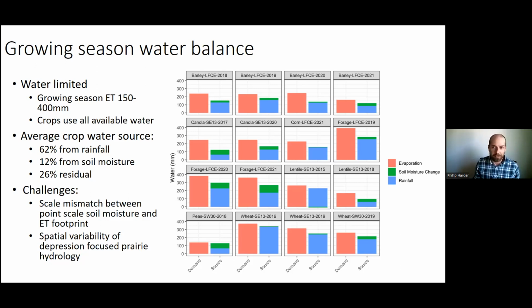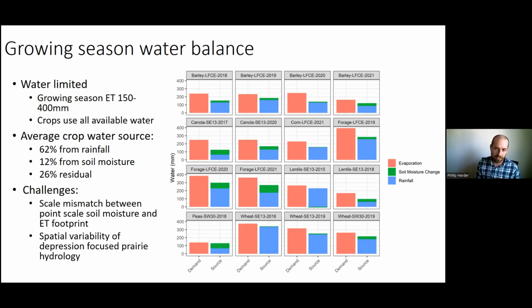If we take on average all of these components, we can see that for these sites and these times, 62% of evapotranspiration can be accounted for by the rainfall that's observed. 12% can be accounted for by the soil moisture differences that we see, and that leaves us 26% residual, which is unsatisfying to have, but it is consistently a gap where we're not a negative in the equation.